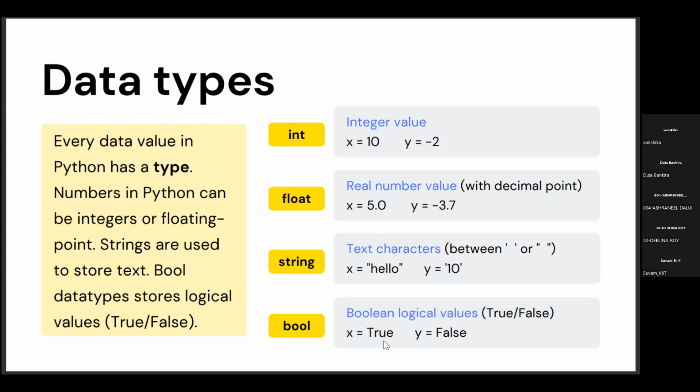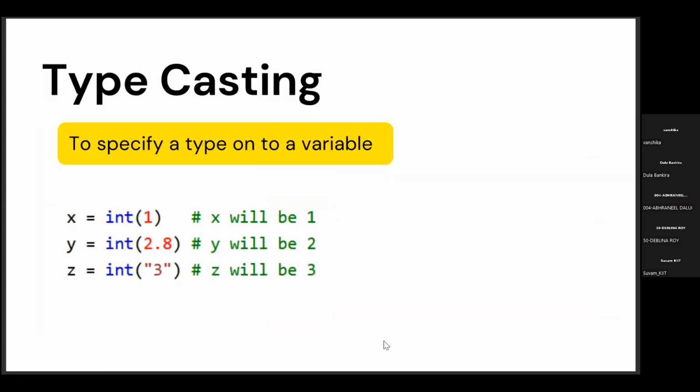So remember that. Every data value in Python has a type. Whatever data values you have worked on till now, whatever code snippets we worked on together, everything has a type. You can check it whenever you assign something to a variable, like x equals 10. You can use the type function to check the type of x. When you write type(x), it gives you the data type of that particular variable. So these are the 4 major data types in Python.